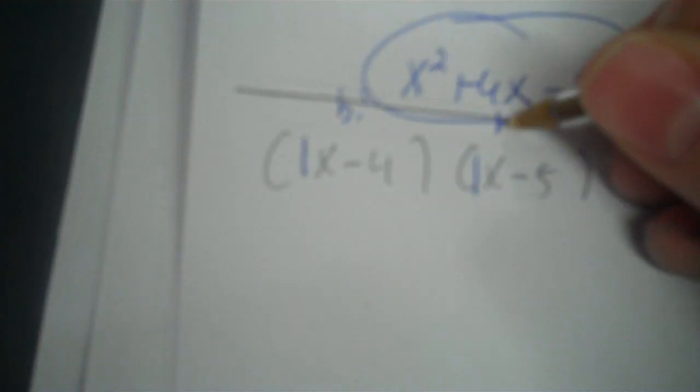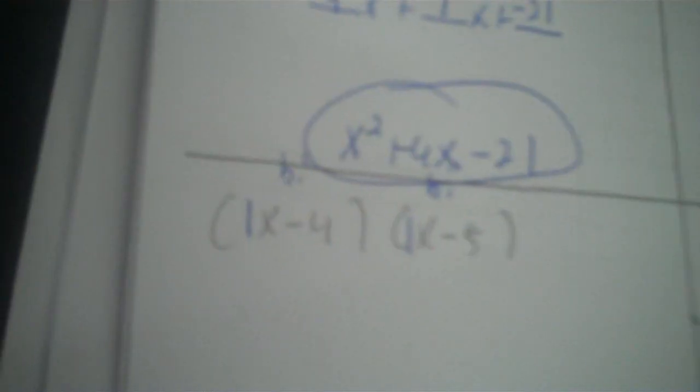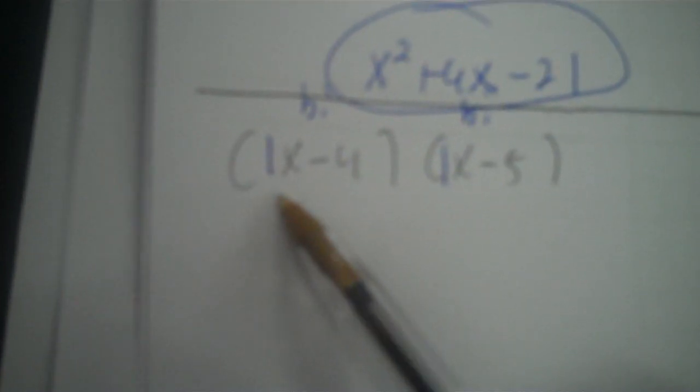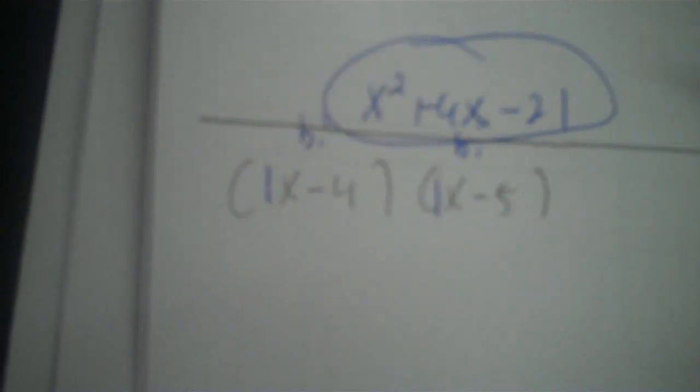That's a binomial times a binomial. This is known as the FOIL method, by the way. When I say FOIL, you're taking a binomial times a binomial: first, outer, inner, last. But that's confusing to a lot of people. So you just distribute 1x to 1x, 1x to negative 5. Okay, that's done. Negative 4 to 1x, negative 4 to negative 5. So it's 1x squared, negative 5x, negative 4x, and positive 20.